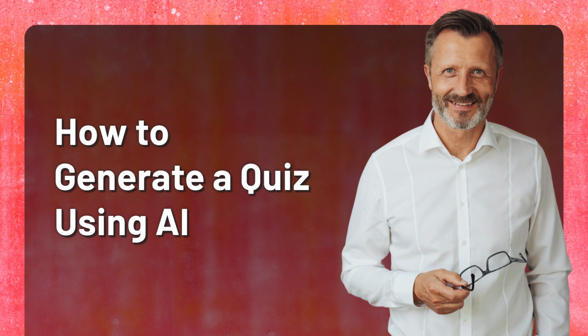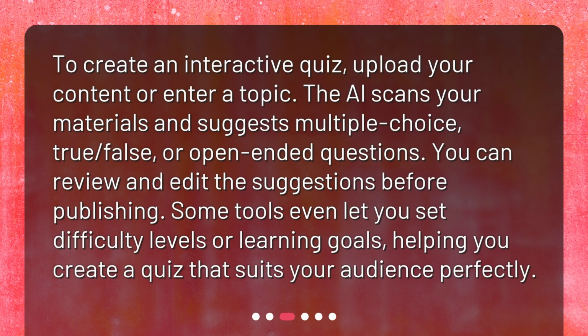How to generate a quiz using AI. To create an interactive quiz, upload your content or enter a topic. The AI scans your materials and suggests multiple choice, true, false, or open-ended questions. You can review and edit the suggestions before publishing. Some tools even let you set difficulty levels or learning goals, helping you create a quiz that suits your audience perfectly.